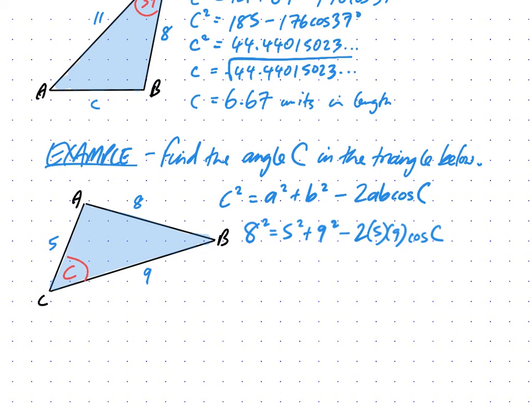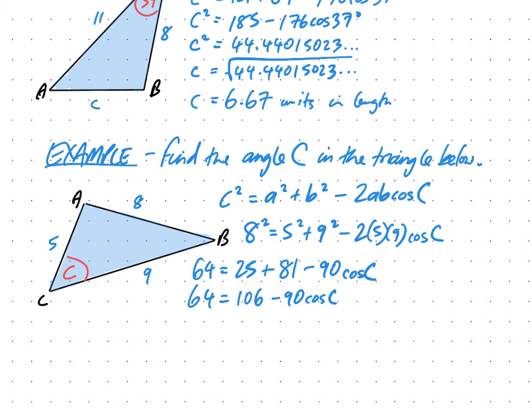I'm going to work out as much as I can and then rearrange at the end to find cosine of C. So 8 squared is 64. 5 squared is 25. 9 squared is 81. Minus 2 times 5 is 10 times 9, 90 cos C. 64 is equal to 81 plus 25 is 106 minus 90 cos C.